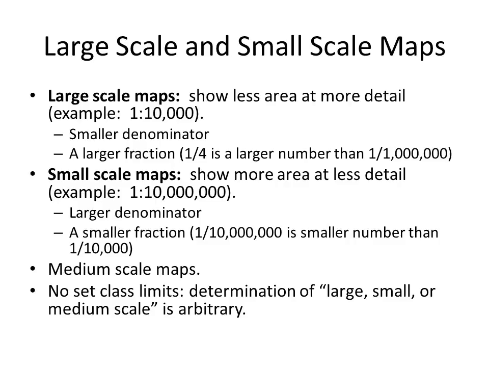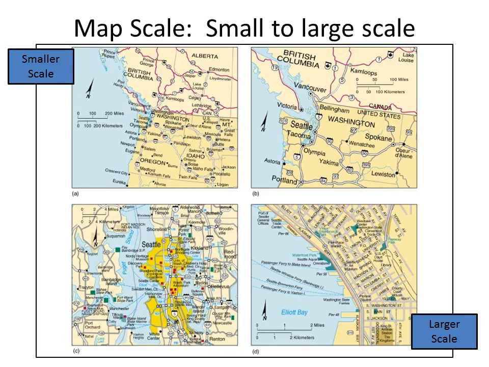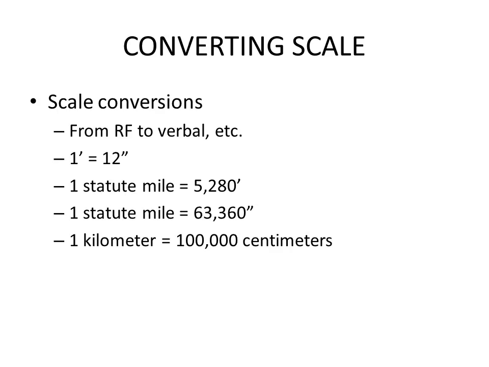For example, 1 to 10 million might be a map of the state of Ohio, with a larger denominator by comparison and a smaller fraction. Medium scale maps are somewhere in between, and there are really no set limits that determine large scale. It's somewhat arbitrary. Here are examples of how we scale into geographic areas. In this case, the Pacific Northwest is the smallest scale map, and the largest scale map is the map of downtown Seattle.